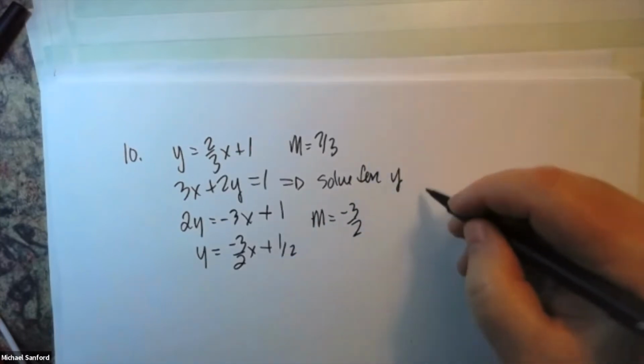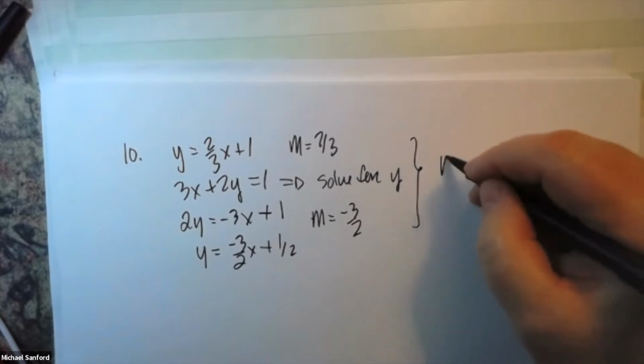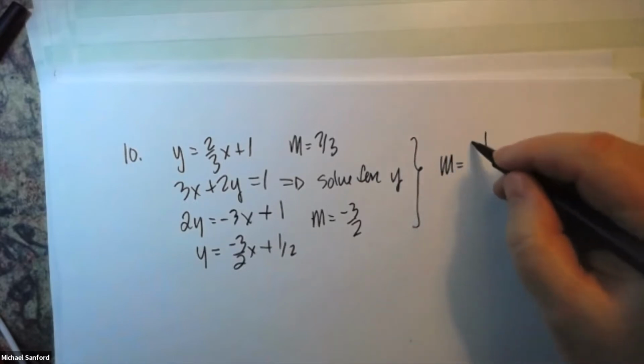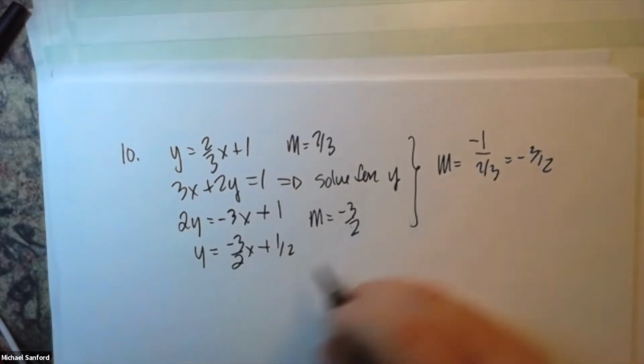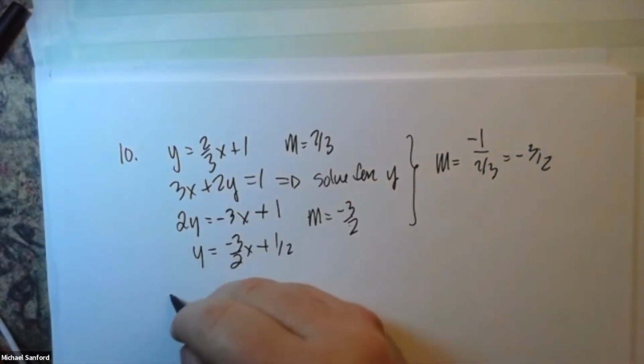So if I took the first one and did -1 over 2/3, I'd get -3/2. Since those are the same, then I know that these lines are perpendicular.